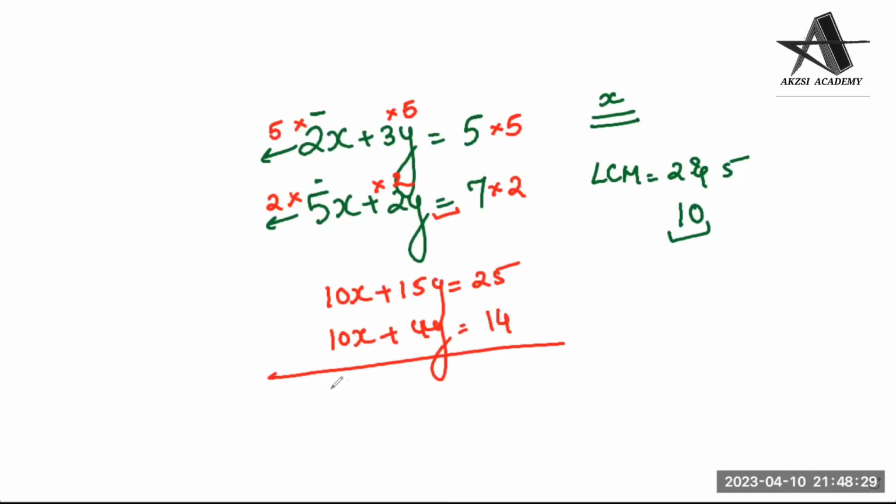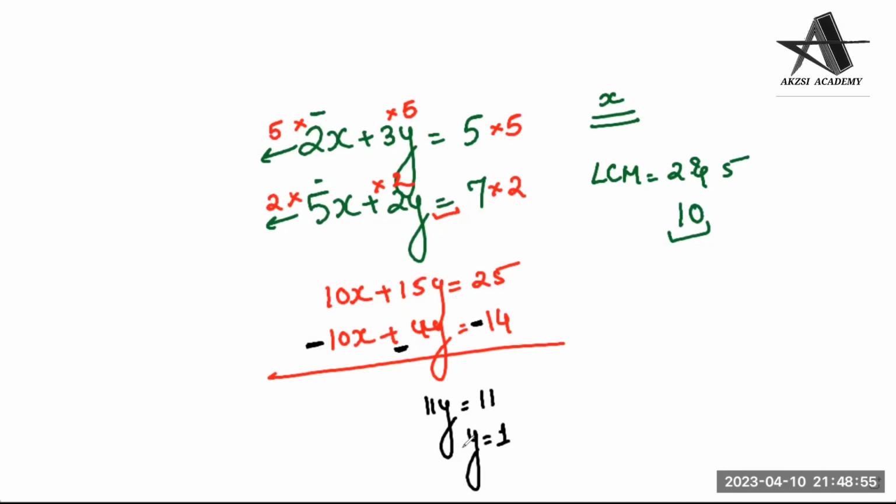Obviously the 10x are the same now. I need to eliminate it. If I add it, obviously I can't eliminate, so I need to subtract. If I'm subtracting this, I need to subtract this as well, and this as well. So 10x minus 10x is 0. 15 minus 4 is 11y. And 25 minus 14 is 11. So y equals 1.